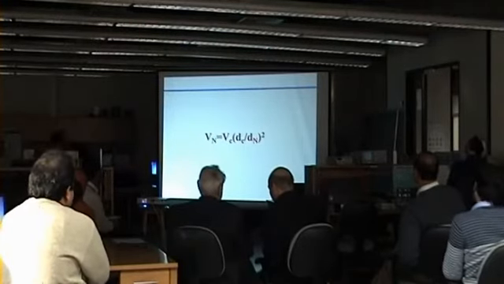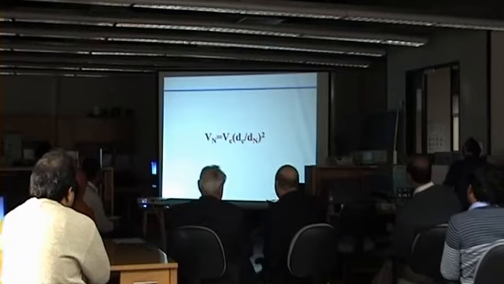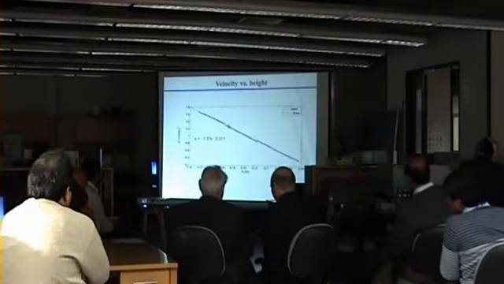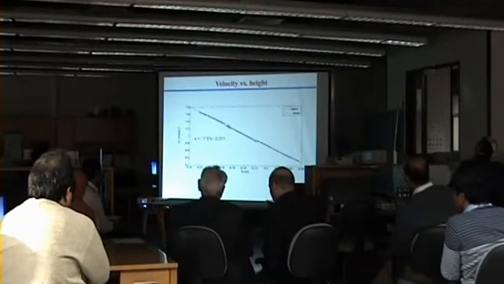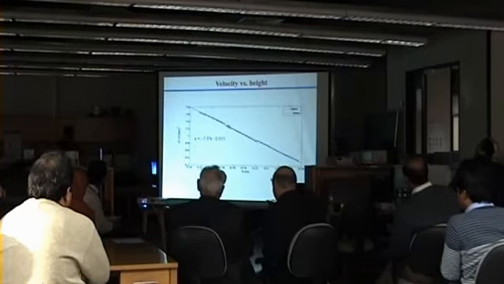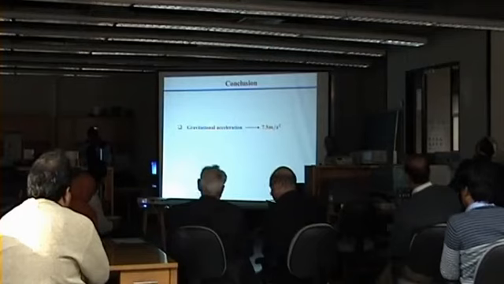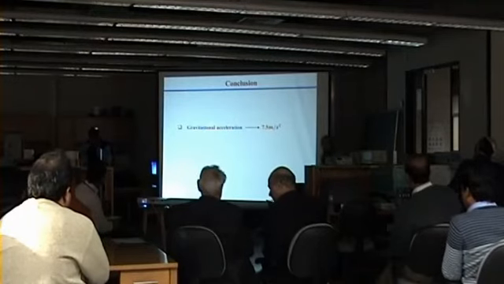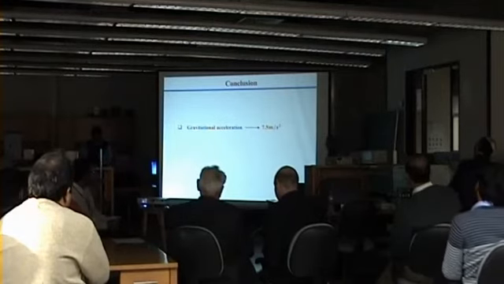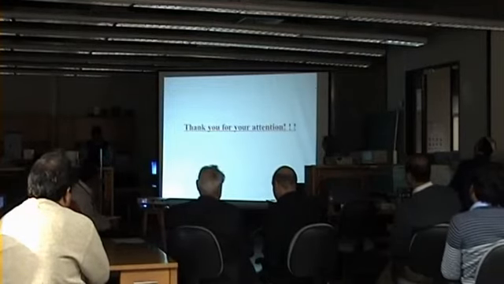By plotting a graph between V squared and H, we got this straight line. The slope represents the G constant. So we got gravitational acceleration equal to 7.5 meters per second squared. So yeah, we did it. Thank you.